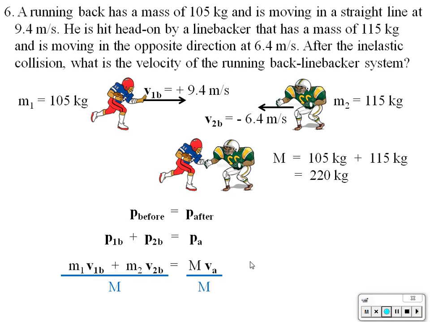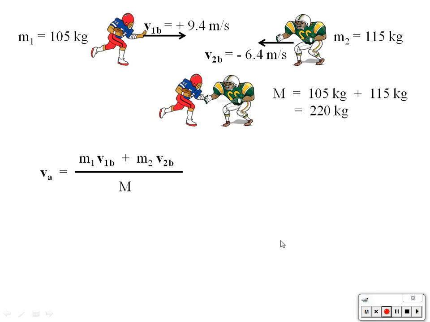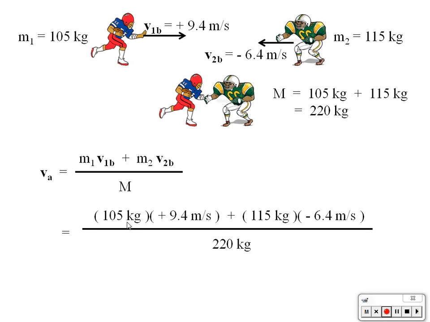So I'm going to just divide out this big cap M. Get rid of it. And what I'm left with is this. And then by plugging all my numbers in, I find out that my answer is positive 1.1 meters per second. So these two guys end up moving to the right at positive 1.1 meters per second after the collision.